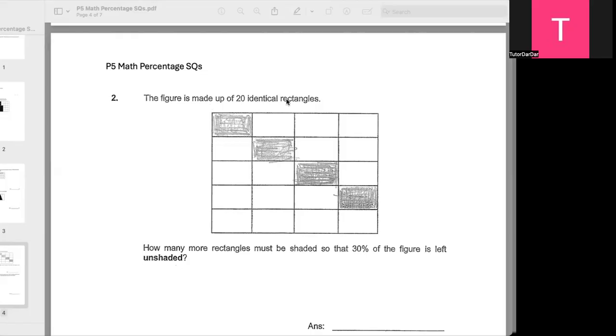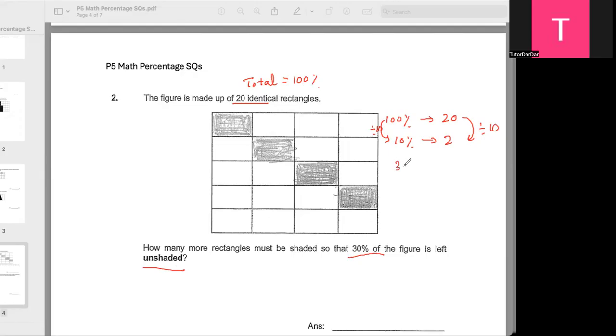The figure is made up of 20 identical rectangles. So that means these 20 identical rectangles are the total, which is equal to 100%. So 100% is 20. Then what about 10%? 100 becomes 10, which is divided by 10. So this side also divided by 10, you will get 2. So 10% is 2. Now, the question is, how many more rectangles must be shaded so that 30% of the figure is left unshaded? That means they want 30% to be unshaded.